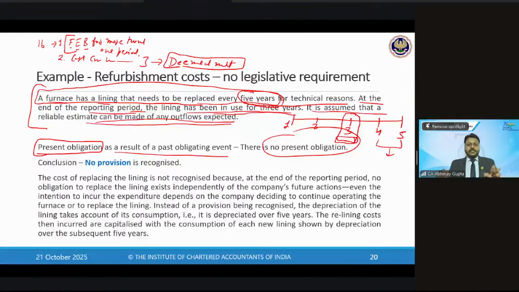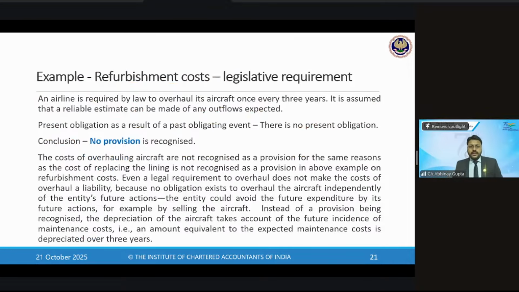The cost of lining is a component, which is a cost under Ind AS 16, and was capitalized. Now after the end of the 5 years, it will be replaced, correct, and depreciated over the 5-year period again, correct? Yes. Perfect. Let's do this one.